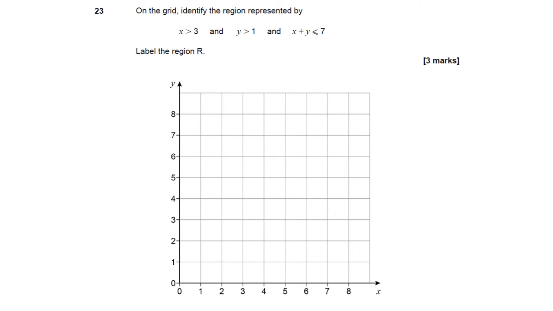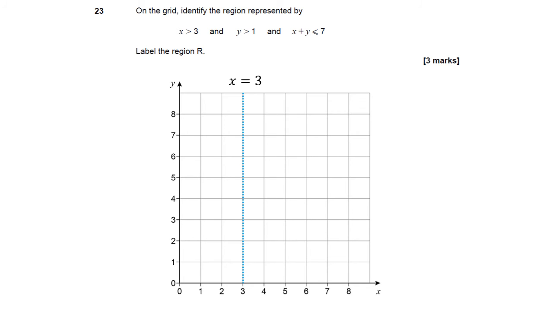Question 23. On the grid, identify the region represented by x larger than 3 and y larger than 1 and x plus y smaller than or equal to 7. So to do this, we're going to draw the lines which match up with our inequalities but as equations. So x equals 3 is going to be a straight line coming straight up through the 3 on the x-axis, like this. Now I've drawn it as a dotted line because our region is strictly larger than 3.